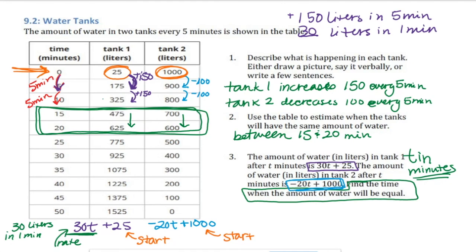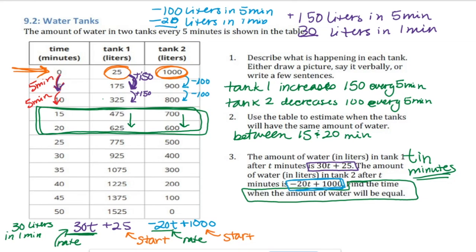So if we look at tank 2, negative 20. Let's see if the same thing is holding true there. So it decreases 100 liters in 5 minutes. So how many liters in 1 minute does it decrease? It decreases 20 liters in 1 minute. It's our rate. So that's where they get the numbers for these equations.